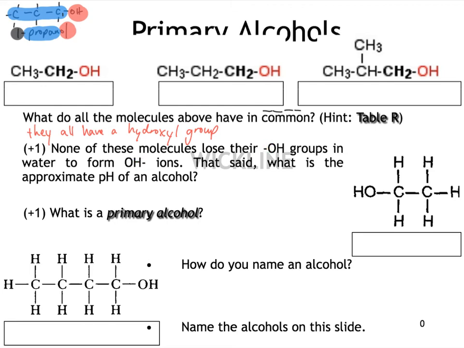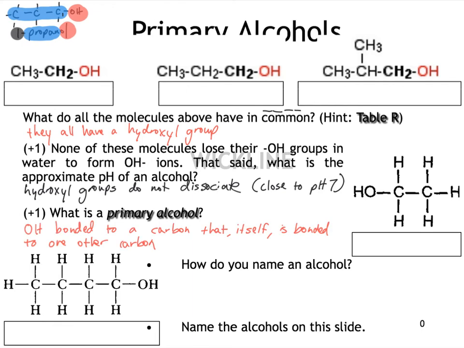And this will determine how they behave when they're dissolved in water. And I just wanted to point out that a hydroxyl group, which is covalently bonded, will not dissociate from its parent molecule. And therefore, the approximate pH of an alcohol is actually 7 rather than a more basic pH. So primary alcohol has a definition, and a primary alcohol is an alcohol where the OH is bonded to a carbon, and that carbon is bonded to only one other carbon.